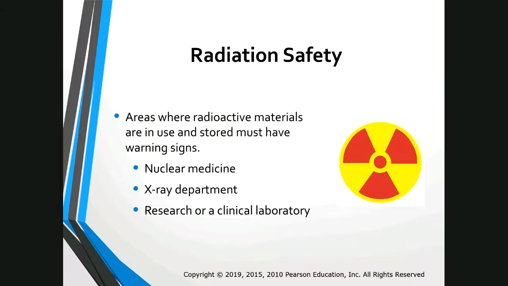Areas where radioactive materials are in use and stored must have a warning sign, which looks like this. Nuclear medicine, X-ray department, research, or clinical laboratory. In addition, we might see this sign on a yellow, what looks like a sharps container, but it lets us know that radioactive material is present inside in cases where patients are receiving chemotherapy.